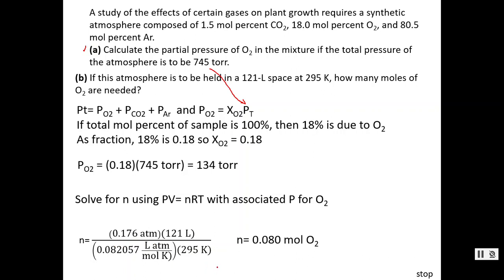So, mole fraction is equal to the number of moles of that species divided by the total number of moles in your mixture. Mole fractions can also be used in conjunction with the total pressure of a system to find the partial pressure of that component.